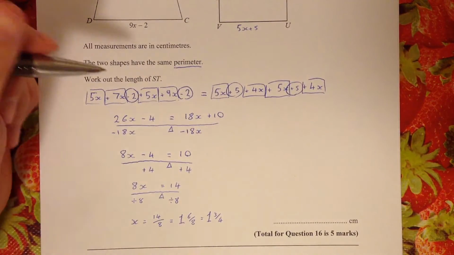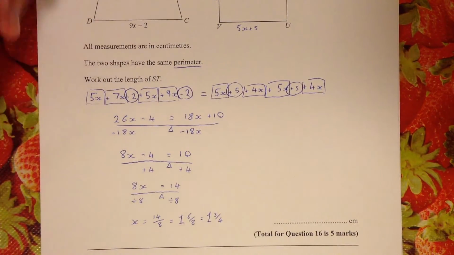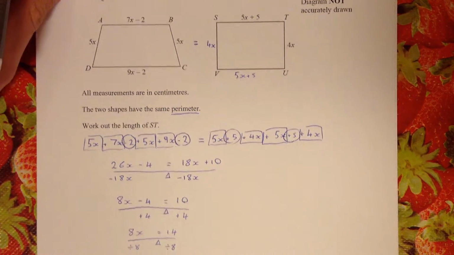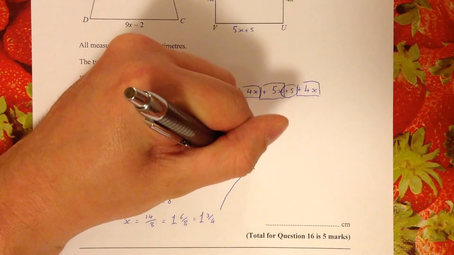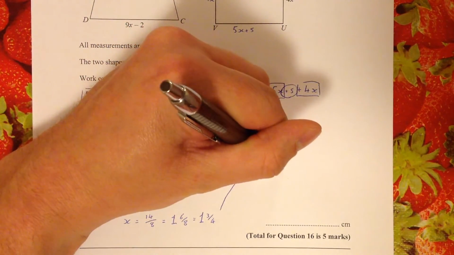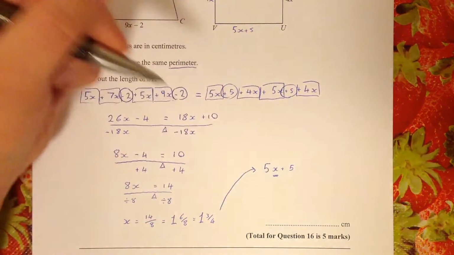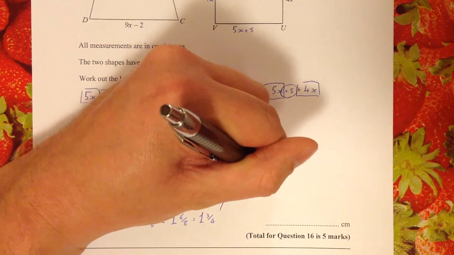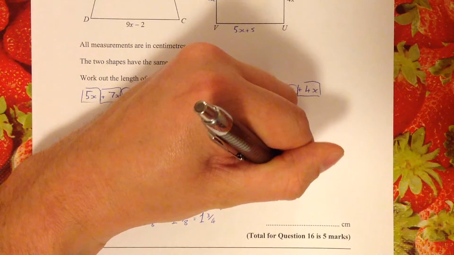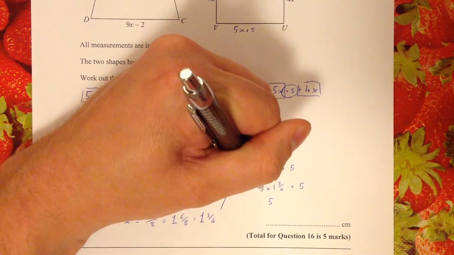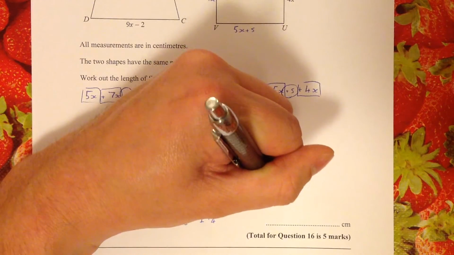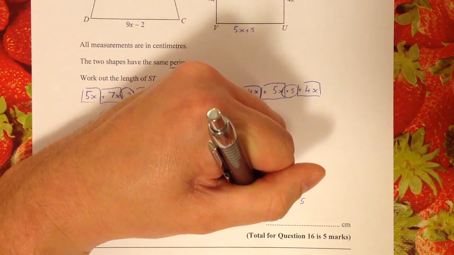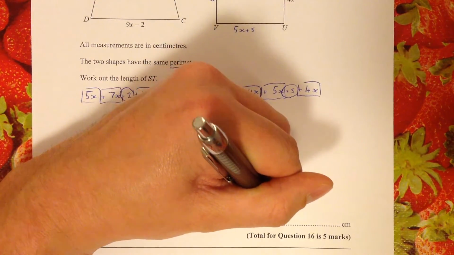We're not quite finished yet, because if we go back up to the question it says work out the length of ST, and we know at the beginning ST was given with the dimension 5x plus 5. So we've now got over here 5x plus 5, but our x is going to now be substituted with our value we've just found as 1 3/4. So 5 lots of 1 3/4 plus 5. 5 times 1 is 5. 5 lots of 3/4 is 15 quarters plus 5. So we can do our 5 add 5, which will give us 10 and 15 quarters.